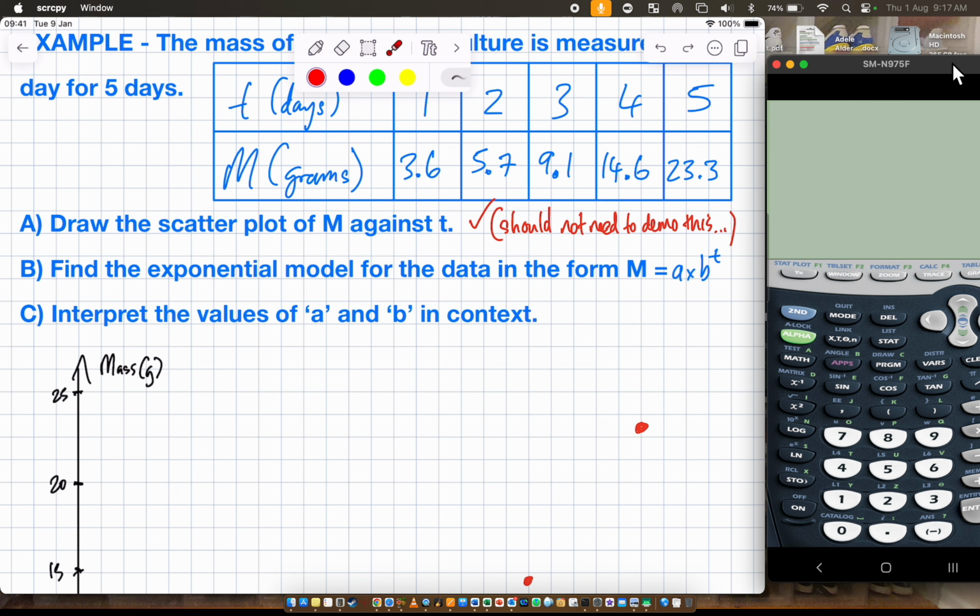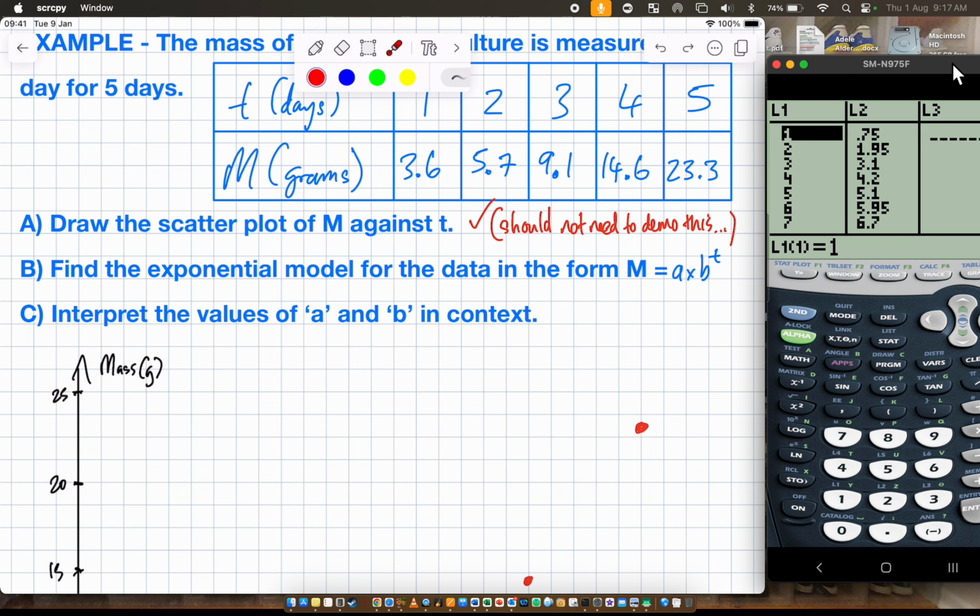Can someone tell me how I would find the exponential model for this data? What do I need to do first? Is my calculator currently aware of what that data is right now? No? Where do I put data in the calculator? Yep, stat, edit. The very first lesson I showed you stat edit, I told you do not press the delete button. If you press the delete button, it deletes the whole column and you have to reinsert it. So the best way to deal with things is always press clear.